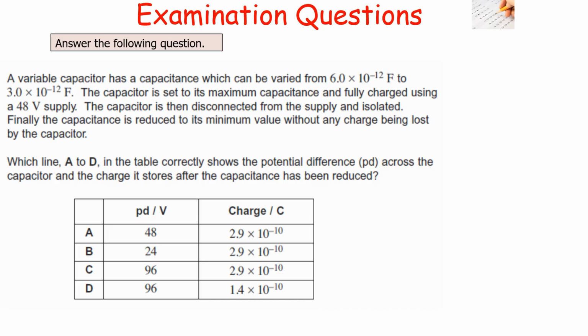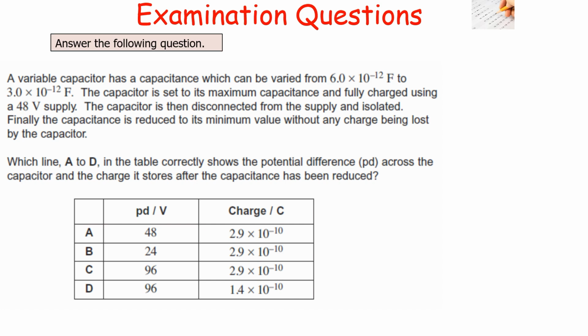The next question says, a variable capacitor has a capacitance which can be varied from 6 times 10 to the minus 12 farads to 3 times 10 to the minus 12 farads. The capacitor is set to its maximum capacitance and fully charged using a 48 volt supply. The capacitor is then disconnected from the supply and isolated. Finally, the capacitance is reduced to its minimum value without any charge being lost from the capacitor.